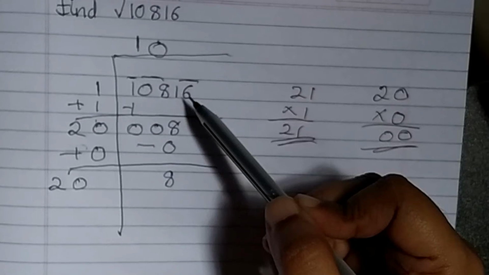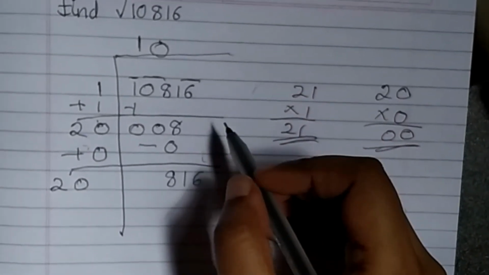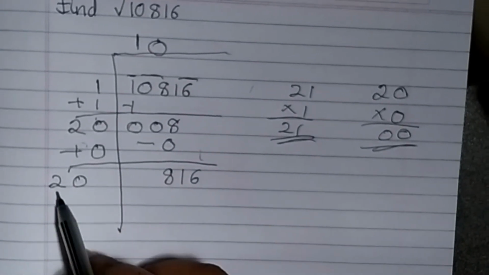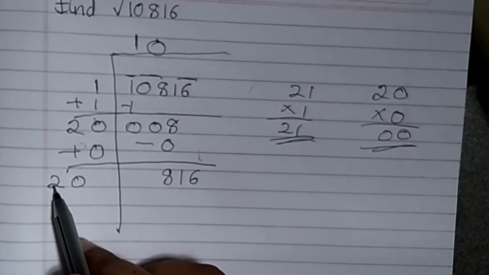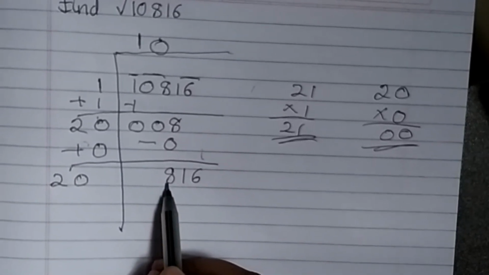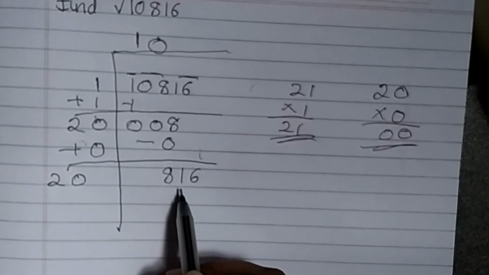And next we will take the next pair, that is 16. Now what will be the next number here? For that, see, the first digit here is 2, and here it is 8. So from 2 we can get 8 by 4, right?